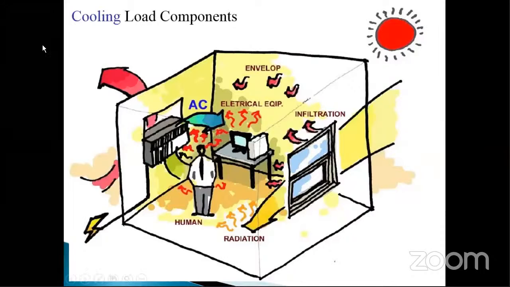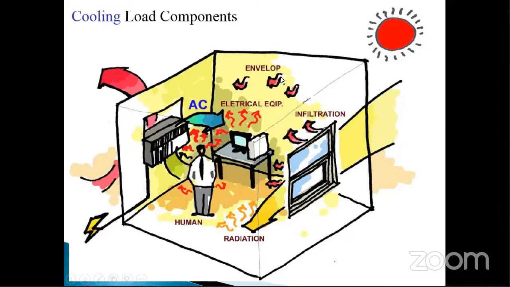So the heat ingress to the space will be through people, the number of occupants you have in the space. And then heat ingress will be through the envelope, that is your wall, roof, glass. You also get heat through infiltration. Infiltration is the unwanted air which enters through our window cracks and door openings. Then we also get heat ingress through electrical equipment.